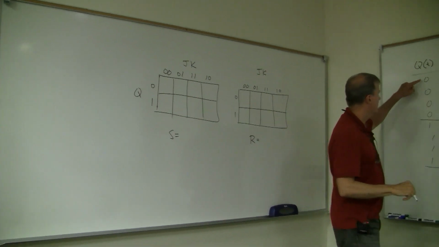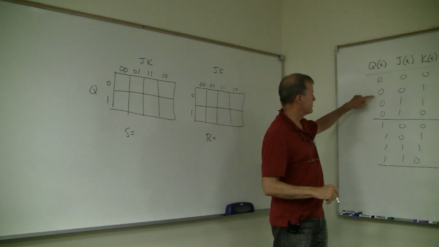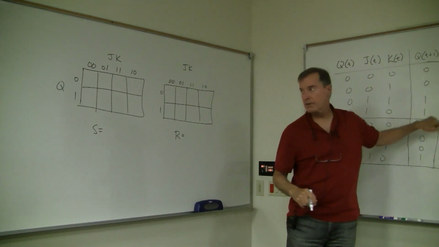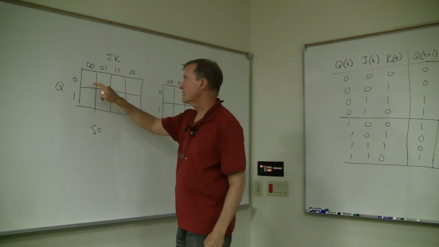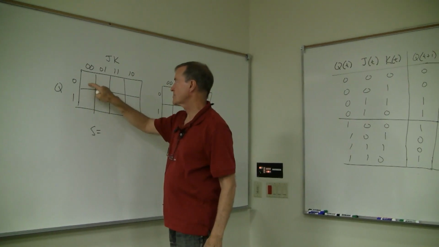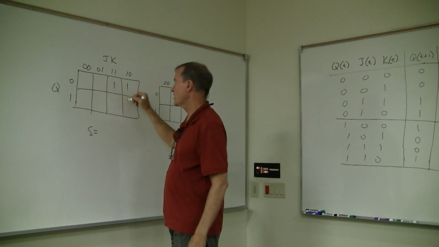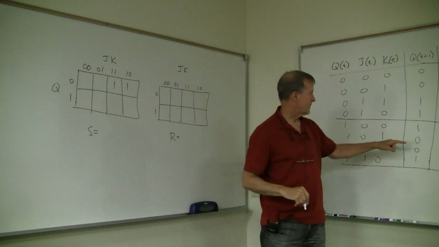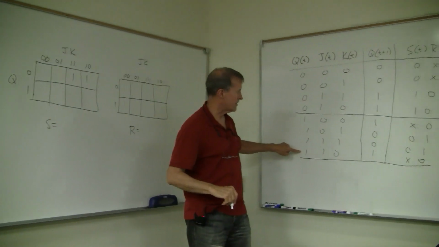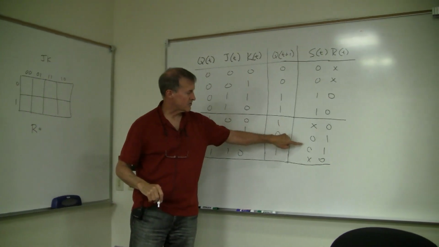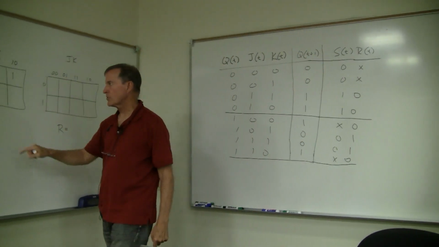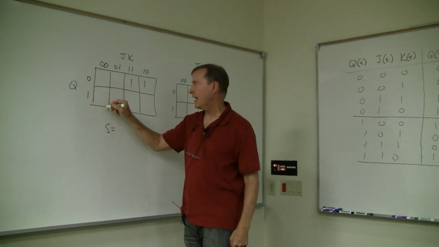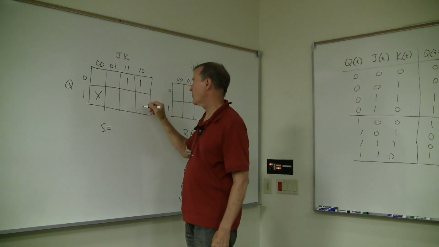Now all we have to do is transfer these over. So when Q is 0, S is 0, 0, 1, 1. Now you see how easy that was to transfer them over? And when Q is 1, S is X, 0, 0, X.